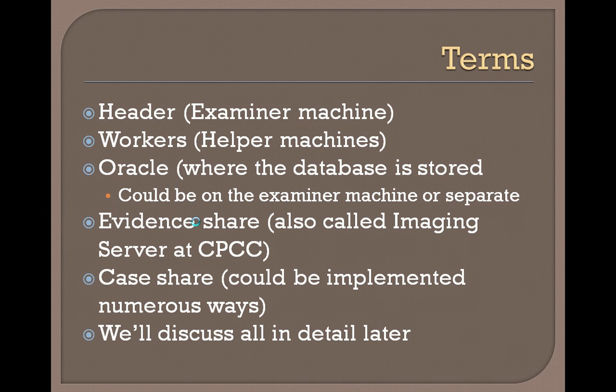Also the case share, again, you might have remembered from the previous diagram there that the case share is also on the FTK header in that diagram. Again, probably not a great idea, but we'll talk about implementations, alternate implementations a little later. So here are the functionalities you need to be familiar with: the header functionality, worker functionality, the database functionality, the evidence or imaging share, and the case share. Those 5 concepts will be a recurring theme throughout this course.